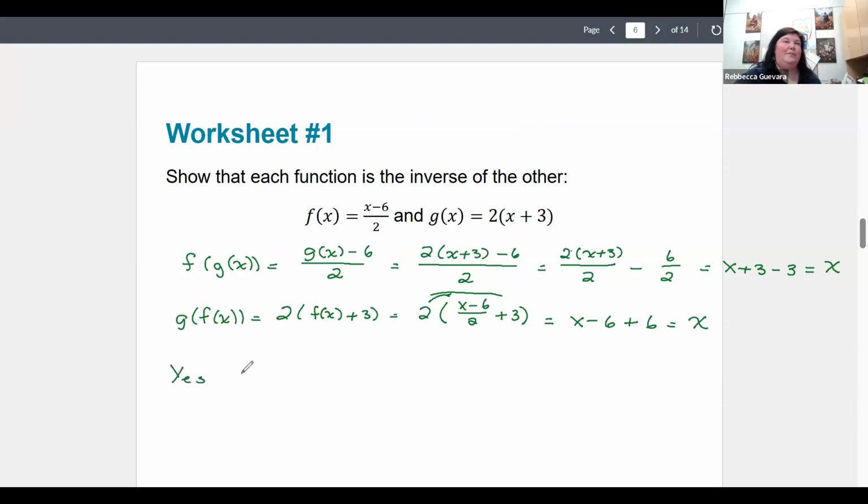So yes, they are inverses of each other. So as a reminder, that means that f is an inverse of g and g is an inverse of f. So they inverse each other. So both of them are technically inverses.